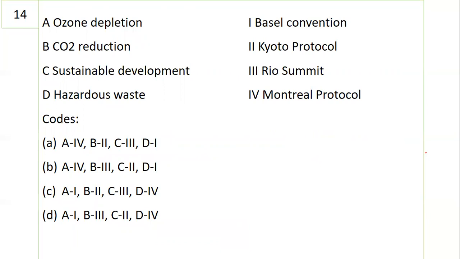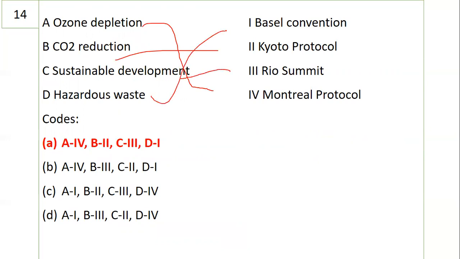Here also students always have a little bit of confusion. So let's see whether students are able to crack this properly or not. Ozone depletion, carbon dioxide reduction, sustainable development, hazardous waste. So basically it is option A. Ozone stands for Montreal. Carbon stands for the Kyoto Protocol. Sustainable development talks about the Rio Summit, and hazardous waste was taken care of at the Basel Convention.